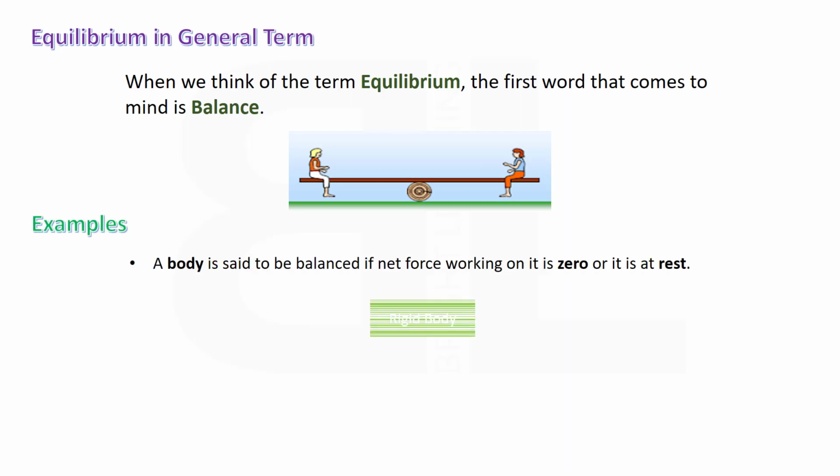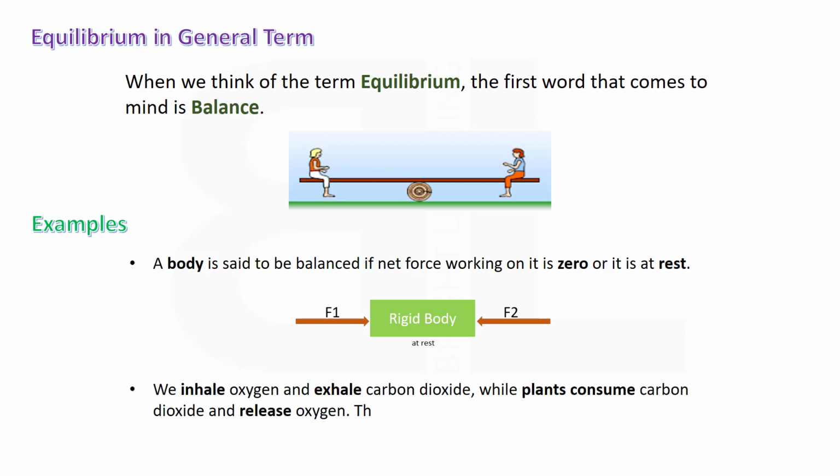When we think of the term equilibrium, the first word that comes to mind is balance. We have so many examples all around us that represent equilibrium, such as a body is said to be balanced if the net force working on it is zero or it is at rest. Similarly, we inhale oxygen and exhale carbon dioxide, while plants consume carbon dioxide and release oxygen. This maintains a natural balance of these gases in the atmosphere. So this is an example of equilibrium.